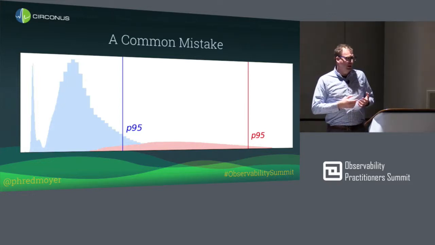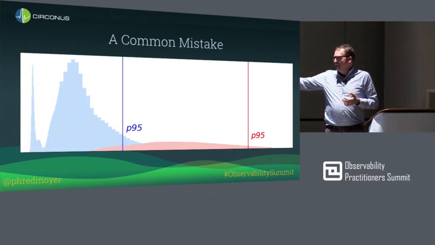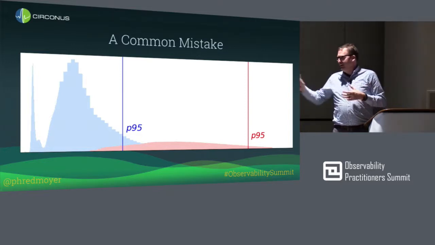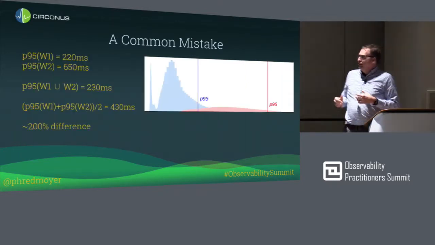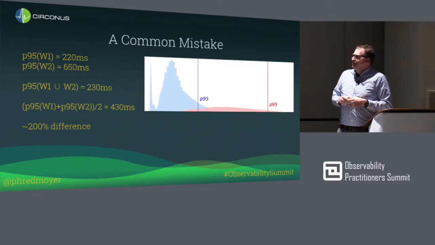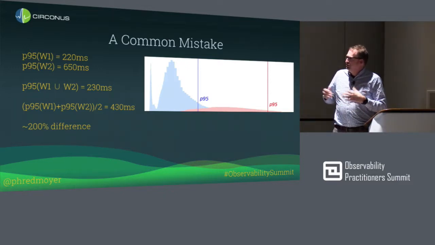Same thing for percentiles across different nodes. Here I've got a histogram distribution of request times for, say, a blue web server and a red web server. P95 is a lot higher for the red web server. Can I average these? What happens if I try? Let's say my blue P95 is around 220 milliseconds and red P95 is 650.